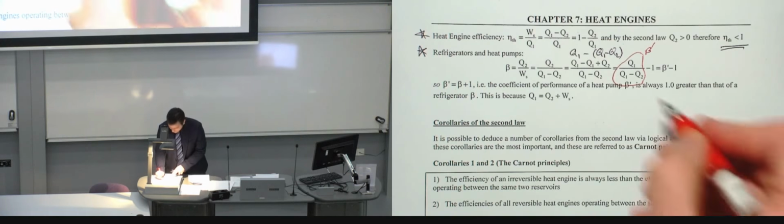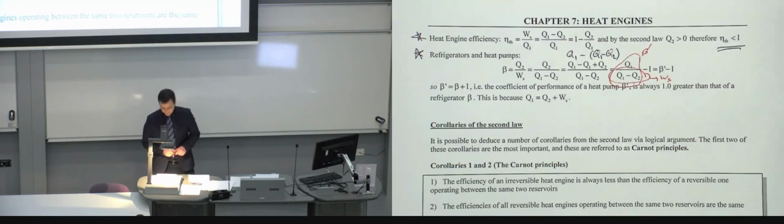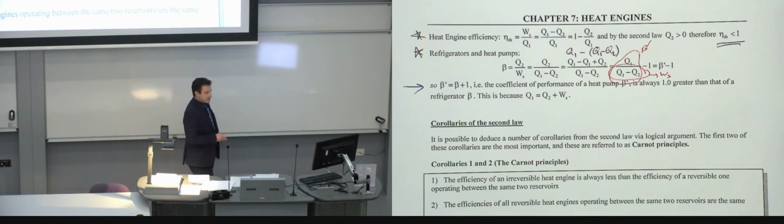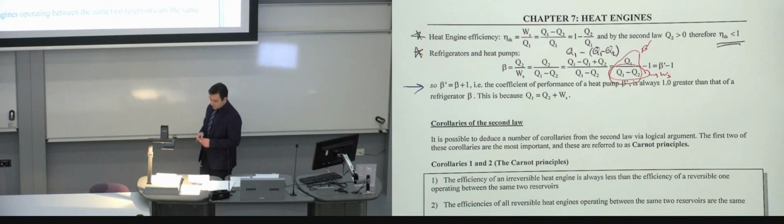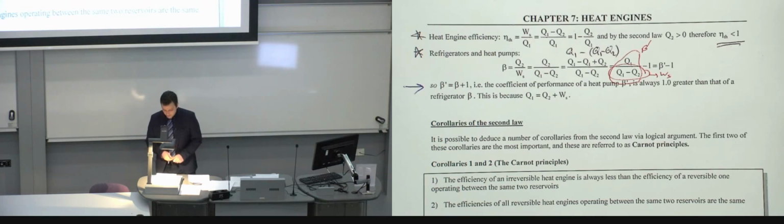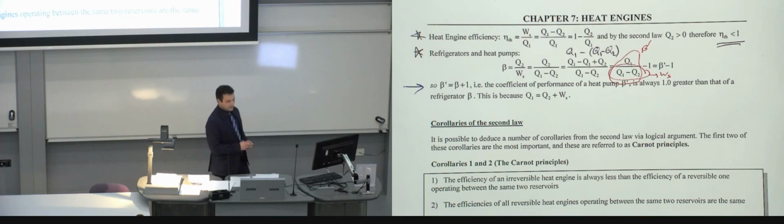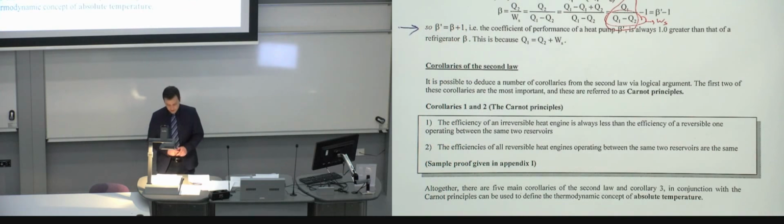And I'm going to name this now as beta prime, because this is equal to Ws. So the reason why we've done this really is just to get to this point. Beta prime, or beta dash, is equal to beta plus 1, which means the coefficient of performance for a heat pump is always 1.0 greater than that of the refrigeration. That's just to show, and you know, this is an important point to remember.